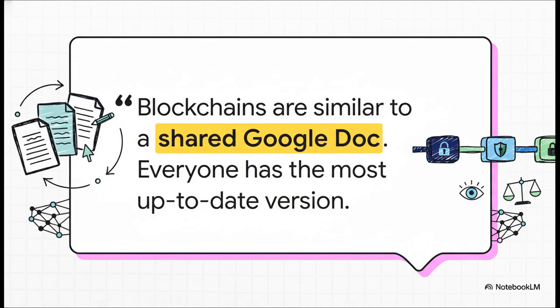You know, the absolute best way to make this click is to think about a shared Google Doc. Everyone with access can see all the changes happening in real time, right? And everyone always has the most up-to-date version. You can't just secretly delete a paragraph, because everyone else's copy would instantly show that something's wrong. That is the core idea behind blockchain's trust and transparency.